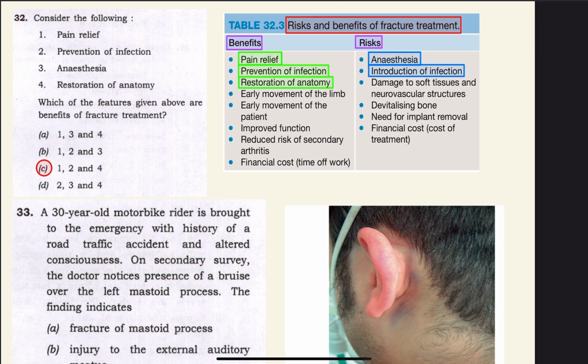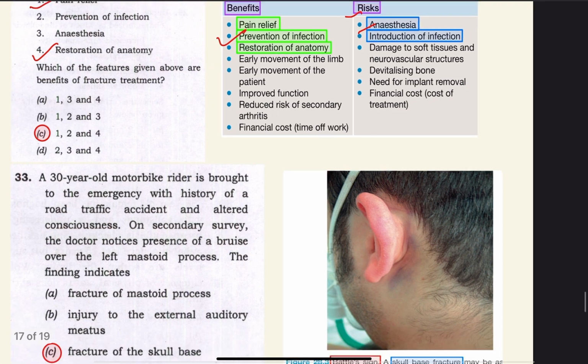Risk and benefit of fracture treatment. Benefits are pain relief, yes, prevention of infection, yes, then restoration of anatomy. Okay, and the anesthesia is a risk of fracture treatment. Okay, so option C.